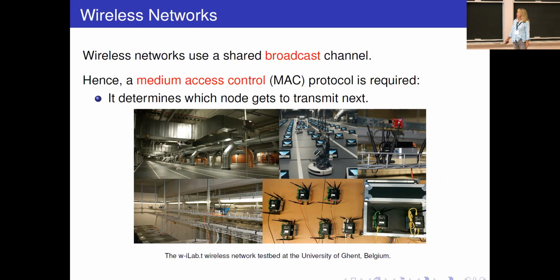Some of my work relates to wireless networks. In particular, wireless networks share what's called a broadcast channel. Just like here, where I happen to have the floor right now, there can be private conversations going on as well, because this space is being shared. When you have a broadcast channel, we need a medium access control protocol. The job of that protocol is to decide who gets to transmit next. This is a picture of one of the wireless test beds that we use for some of our implementation work. This one happens to be at the University of Ghent in Belgium.